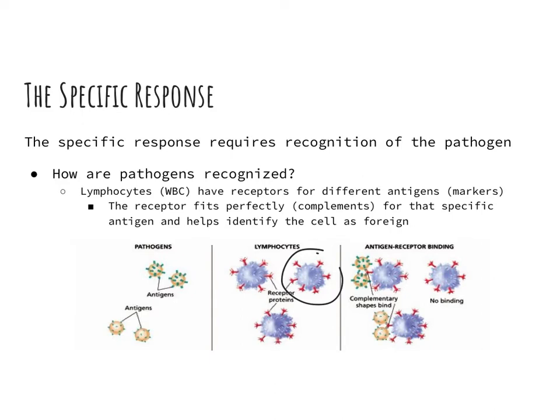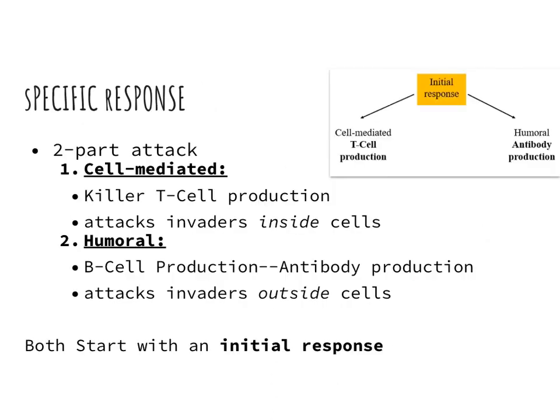Remember, an antigen is any sort of foreign substance that enters the body. You can see the antigens presented here, these little green markers. Only one red receptor will bind with one specific antigen, and when that occurs, that means we have now figured out our specific invader. Once this occurs, we can begin to attack this pathogen.